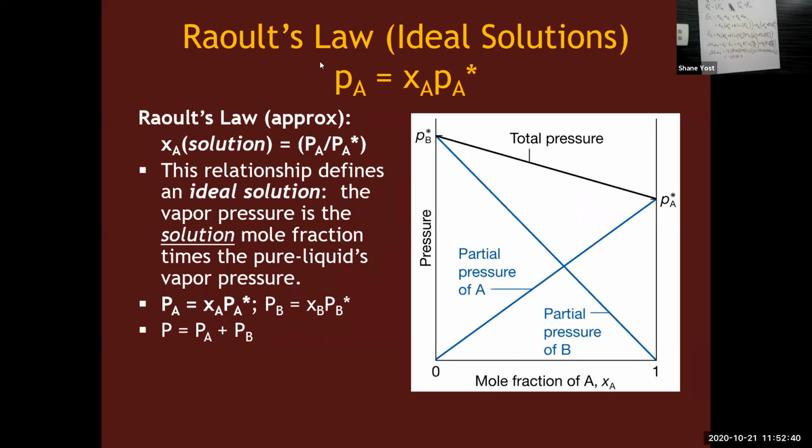I just have this linear change in vapor pressure according to the mole fraction. So I just have this linear decrease or increase as, say, the mole fraction of A increases, then the partial pressure of B decreases, or the partial pressure of A increases, just according to the mole fraction times its pure vapor pressure. Okay.